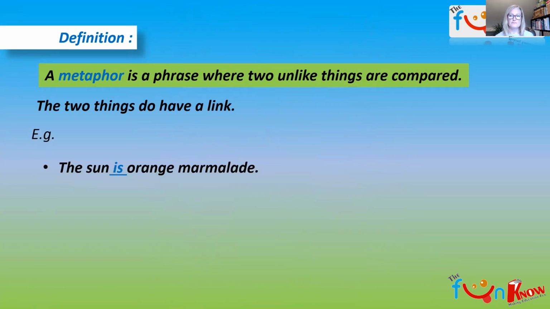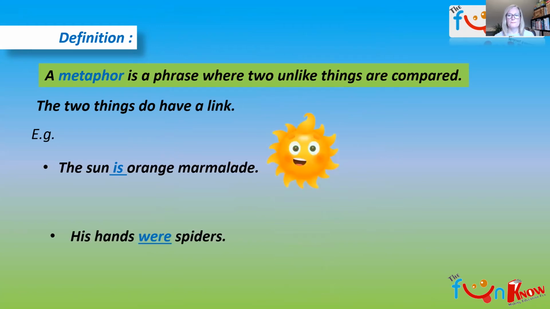So for example, you might say the sun is orange marmalade, and then you might continue your sentence and say it's beating down on my forehead. Instead of saying his handwriting was like spiders had been crawling all over the page, you could say his hands were spiders as they grabbed the handwriting pen and wrote all over the page.